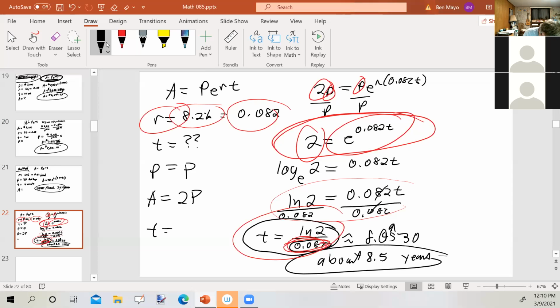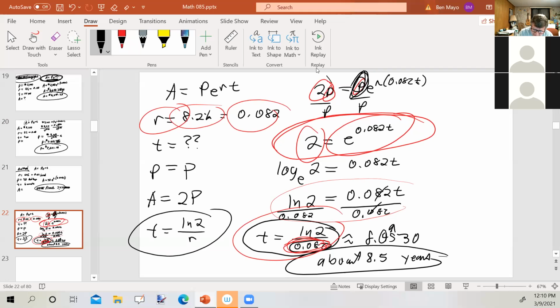So in fact, t equals the natural log of 2 over r is a formula for when you want to double something. Because you're starting out with some population at the beginning and doubling that population at the end, going through the process, you're going to arrive down here. So we could have just gone straight there and put 0.082 in and gotten our answer. Okay, so there's a doubling formula.